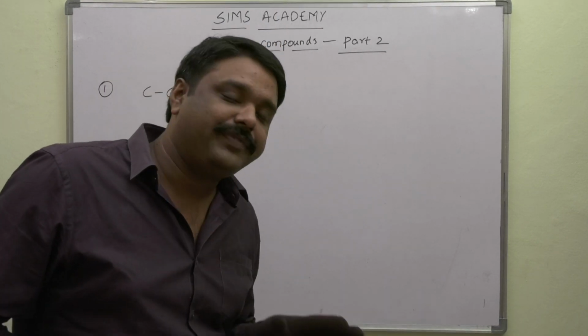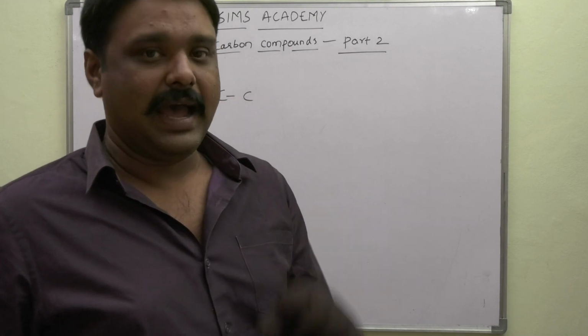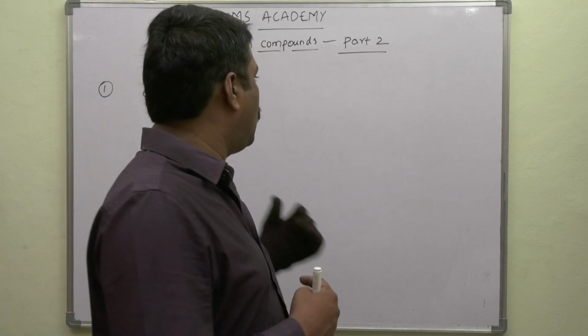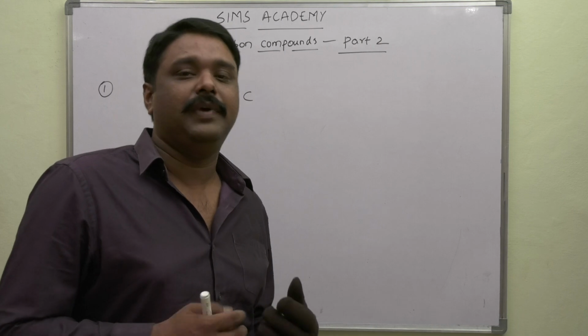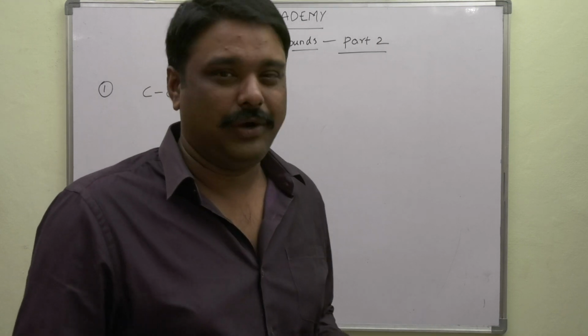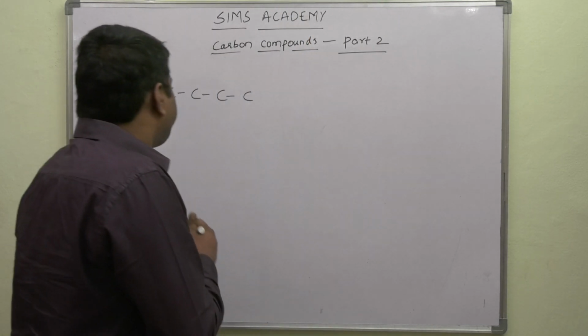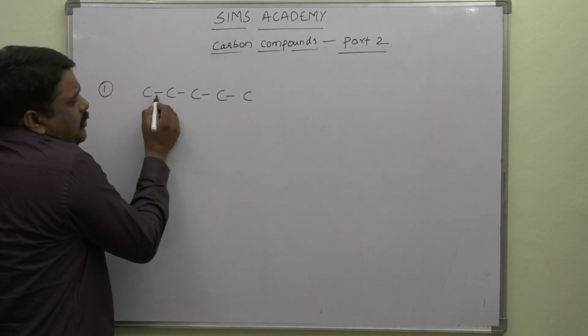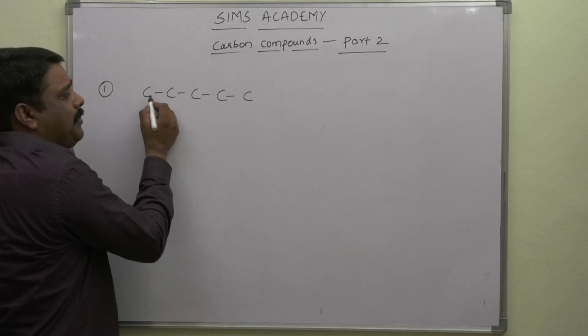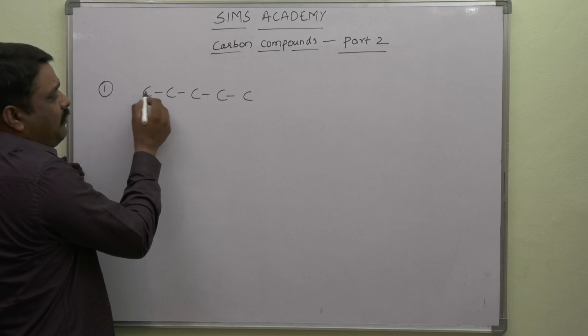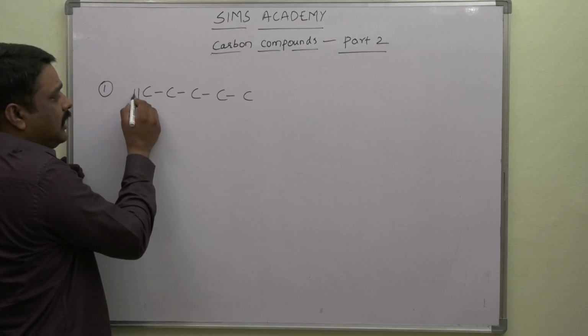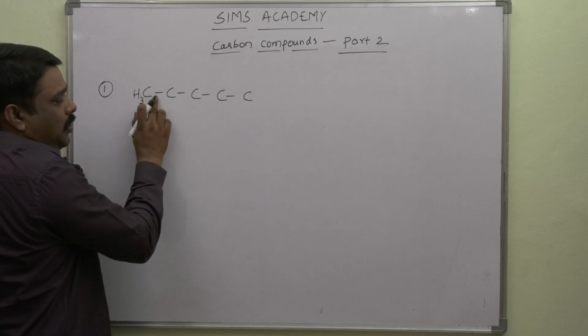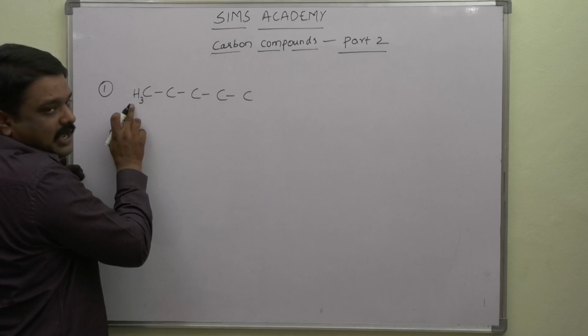And who is the very best friend of carbon? It is hydrogen. Hence these are all dealt under the separate branch of organic chemistry, which is called hydrocarbon chemistry. Now here carbon is bonded to another carbon by means of a single bond. Then what about the remaining bonds? 1 bond with carbon, other 3 with hydrogens.